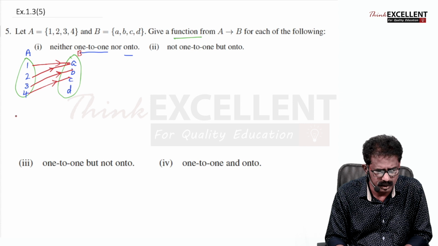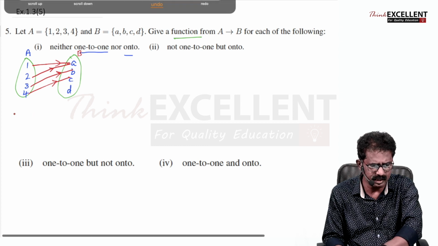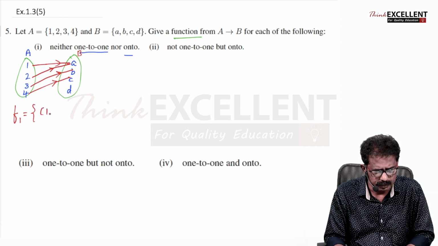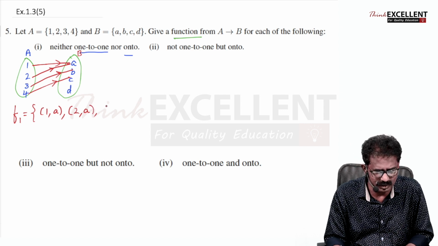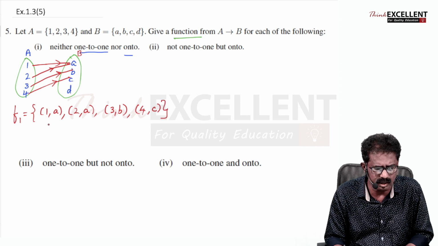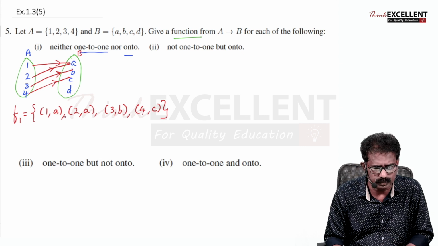You can write it as, say, R1, I am taking like this. Or you can say it's a function, so you can use the letter f1. Any letter you can give. So 1 is related to a, 2 is also related to a, 3 also you can relate with a, nothing wrong in that, right? Here I am taking 3 related to b and 4 related to c or d. I am giving here c. So this is an example for the function which is not 1-1, and also not onto.